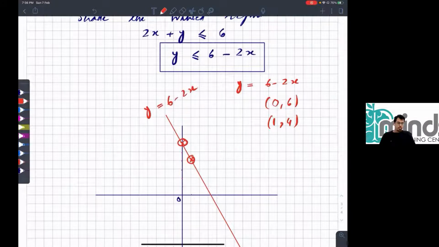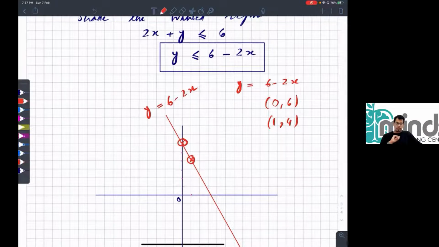Now this is the line. What we need to show, y is less than equal to, step number 1. Since it is less than equal to, line should be solid. If this was y is less than, this line would be dotted. Whenever less than equal to, greater than equal to is there, line is solid line. If it is just less than or greater than, line should be dotted line.